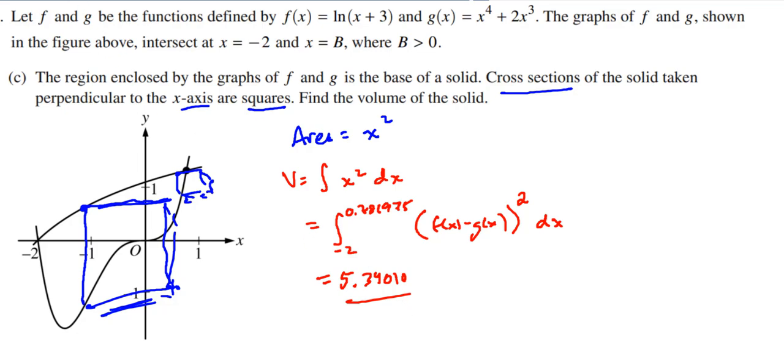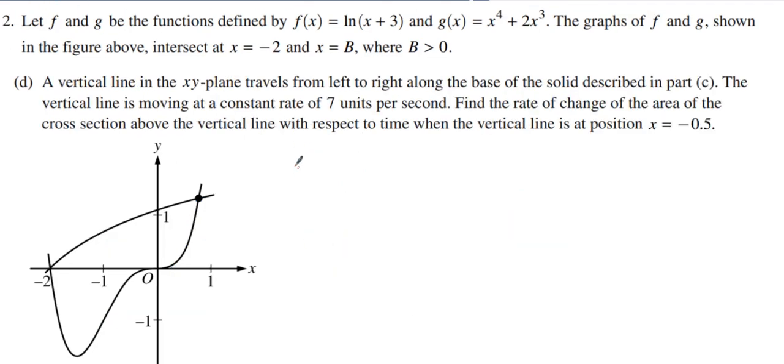Okay. Now to the hardest part of the problem, which is D. The only reason this is somewhat difficult is it's just weirdly worded. It says a vertical line in the xy plane travels from left to right, and we know the vertical line is moving at a constant rate. And so we know this line is moving. dx over dt is positive 7 units per second. And we're going to find the rate of change of the area.